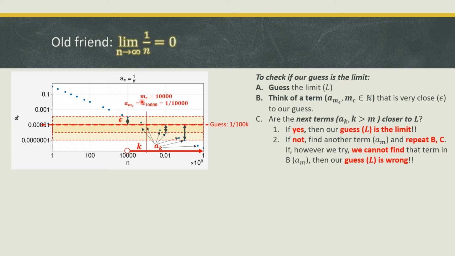And you will see that for this problem, if you try, you can never find an m sub epsilon that doesn't become like this. Any m sub epsilon that you choose, 10,000, a million, a billion, whatever you choose, you will always have an a sub k where the arrow becomes greater than your epsilon. And so what that means for us is that our guess for the limit is wrong. And so this is a wrong limit. 1 over 100,000 is not the limit of this sequence.